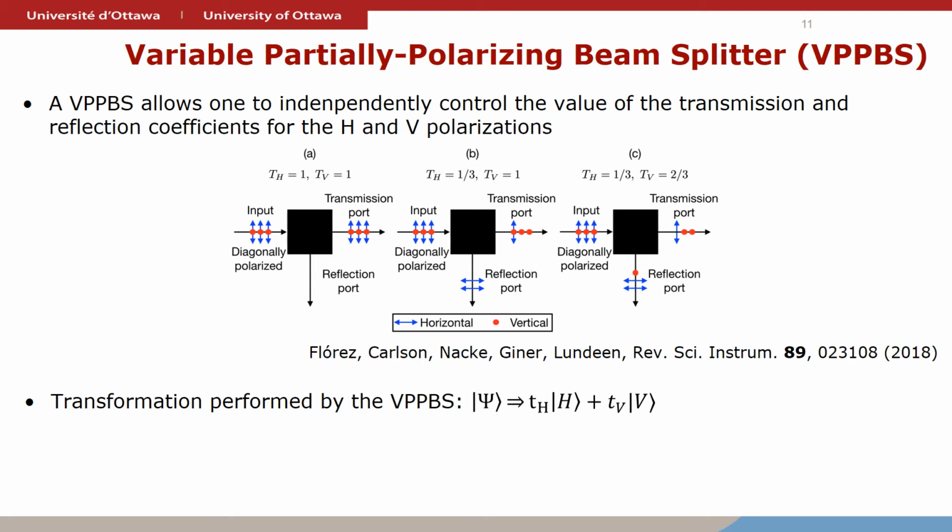The VPPBS is realized using a displaced Sagnac and some liquid crystal to tune the polarization, and if you need more detail about the VPPBS, you can see our paper, which has been published in Review of Scientific Instruments. So the transformation that the VPPBS performs transforms a state psi into a state TH, H and TV, V, where you can tune TH and TV at will.